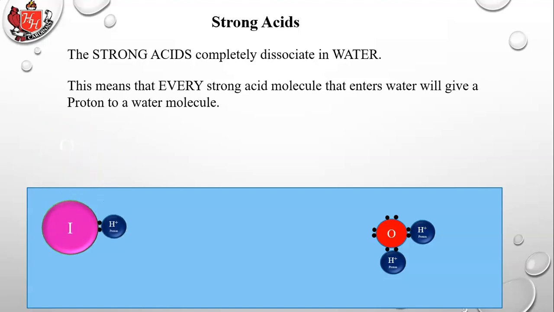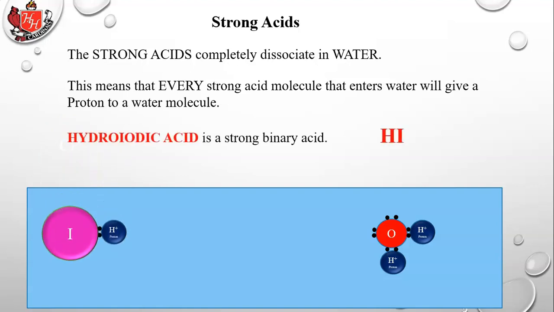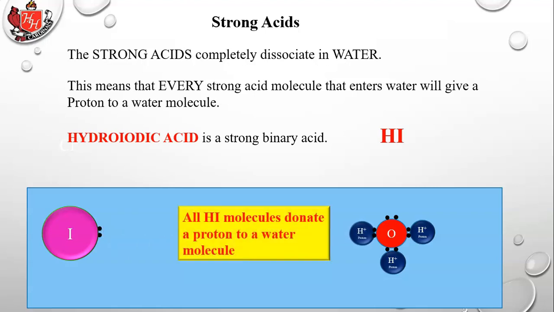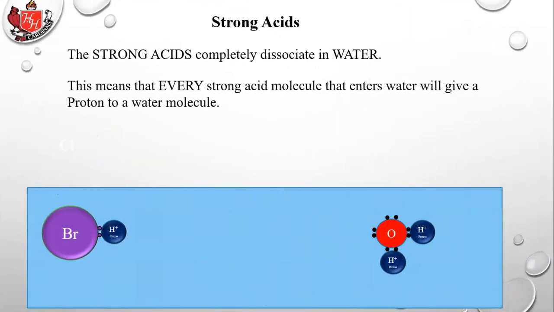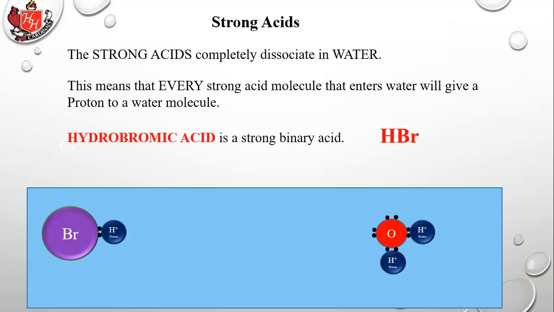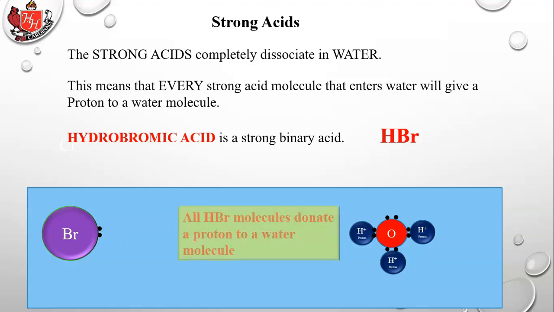Here we have HI. Hydroiodic acid is a strong binary acid, HI. All HI molecules donate a proton to a water molecule. HBr. Hydrobromic acid is a strong binary acid, HBr. All HBr molecules donate a proton to a water molecule.